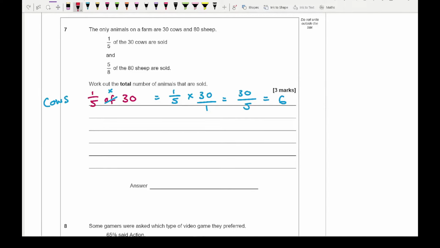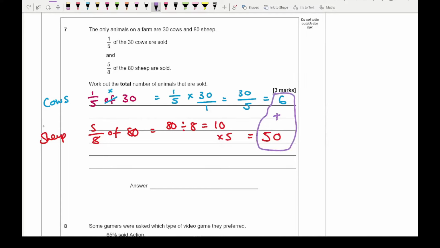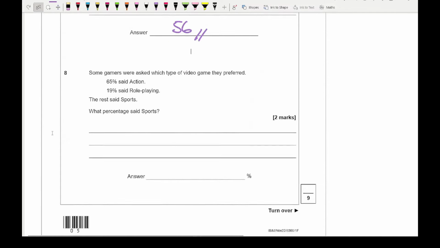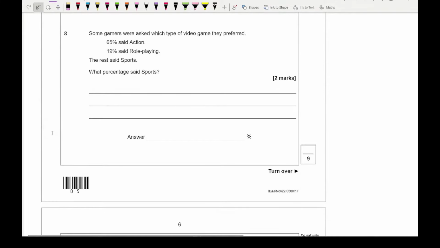Then if I work out the sheep and do the same, I'm going to do 5/8 of 80. Now again, another way you can do this is divide by the denominator, multiply by the numerator. So this is going to be 80 divided by 8, which is 10, and then 10 times 5, which is 50. So all that's left for me to do is simply add these two numbers together, giving me a total answer of 56.